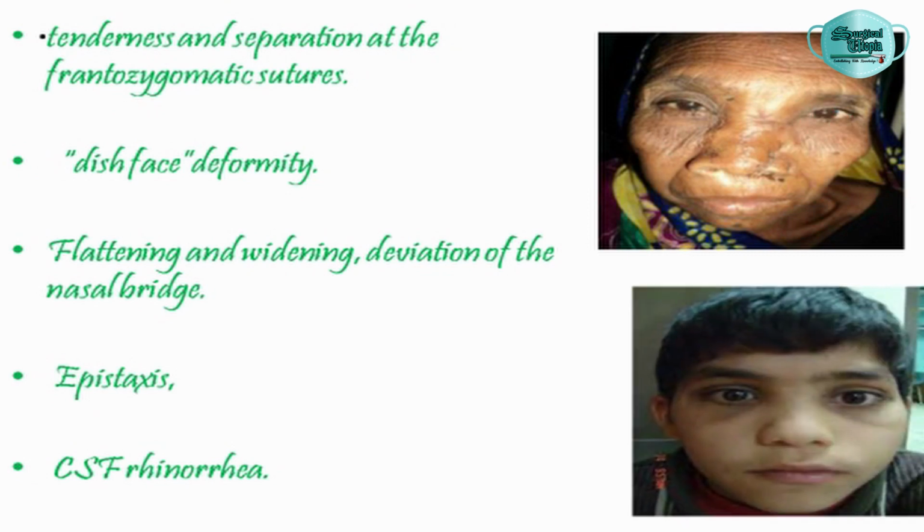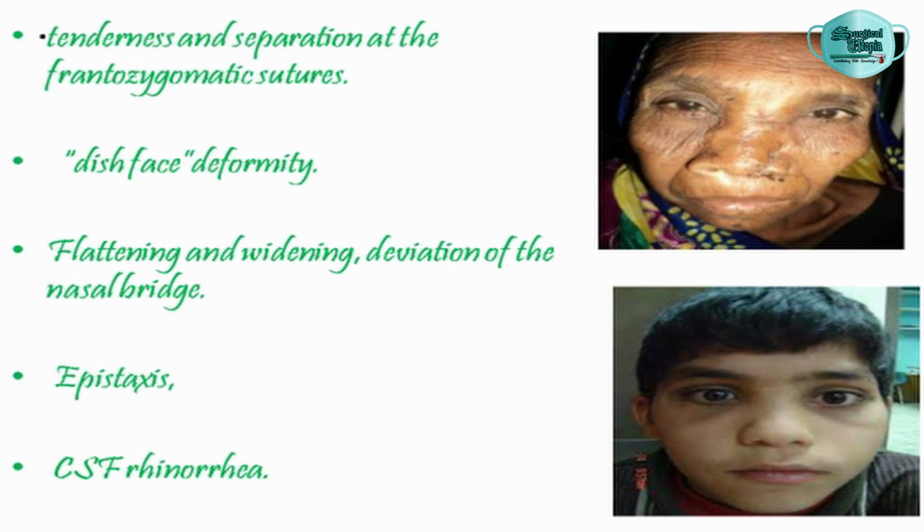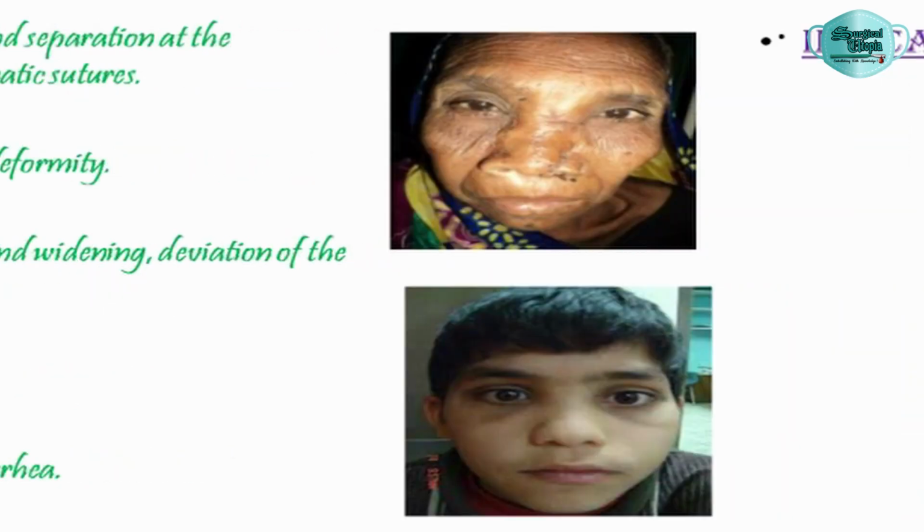Then dish-shaped deformity may be seen, and flattening and widening of the nasal bridge, and there is deviation of the nasal bridge also seen. Then epistaxis and CSF rhinorrhea may also be seen. So these were the signs and symptoms of Le Fort 1, Le Fort 2 and Le Fort 3 fractures.